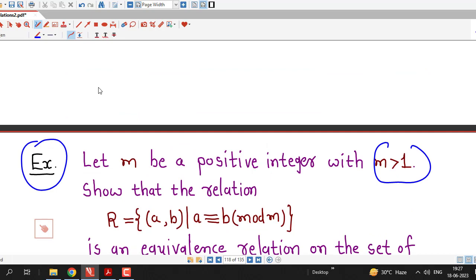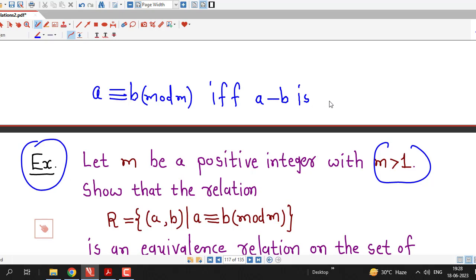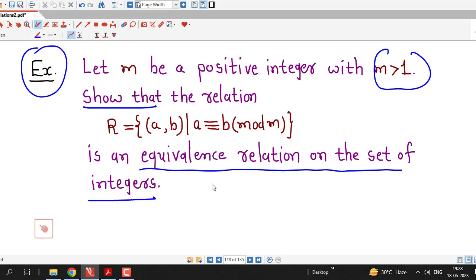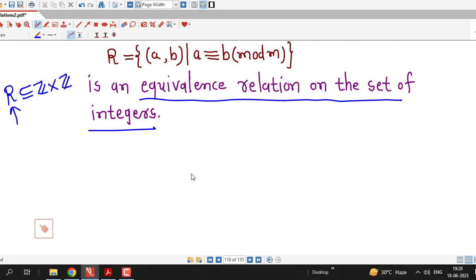So we recall that A is congruent to B modulo m. This means A minus B is divisible by m, or m divides A minus B, and I want to show that this R is an equivalence relation on the set of integers. That means R is a subset of Z cross Z, and we have to prove that R is reflexive, symmetric and transitive. So we can prove all these three properties one by one.